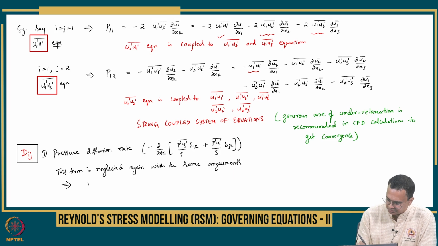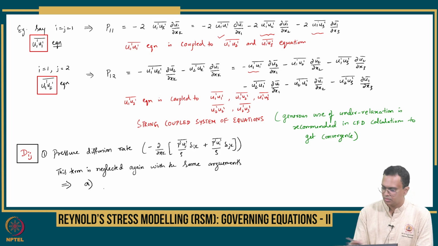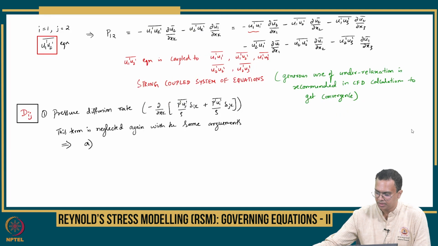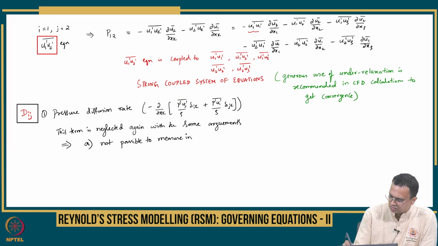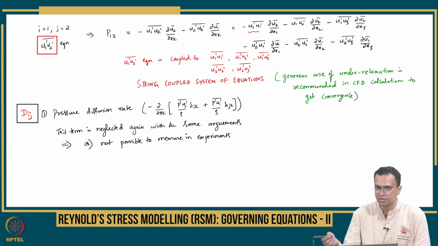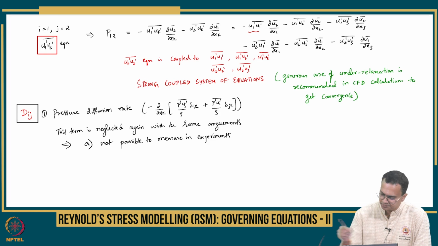That is, it is difficult to measure this, right? So not possible to measure in experiments because it's a correlation of pressure fluctuation and the velocity fluctuation. So that is not possible.